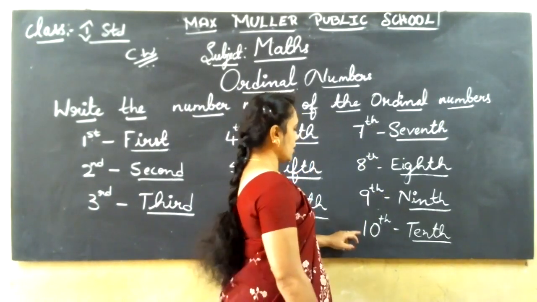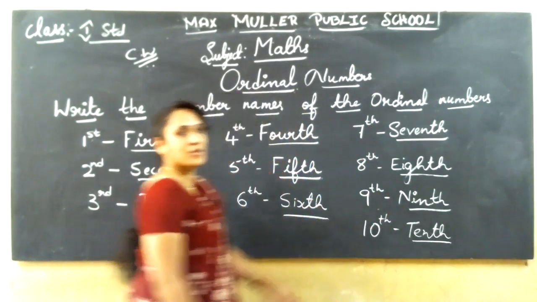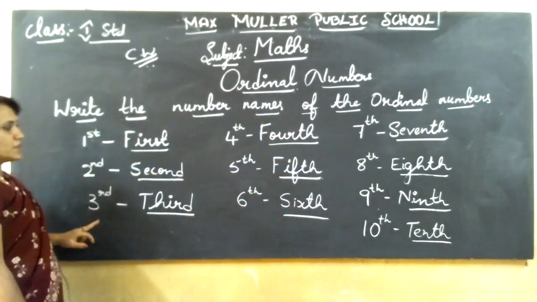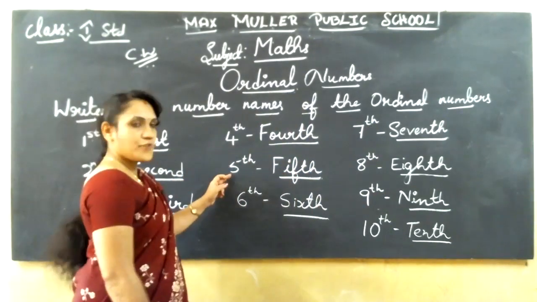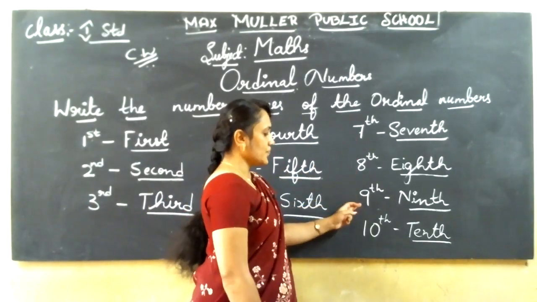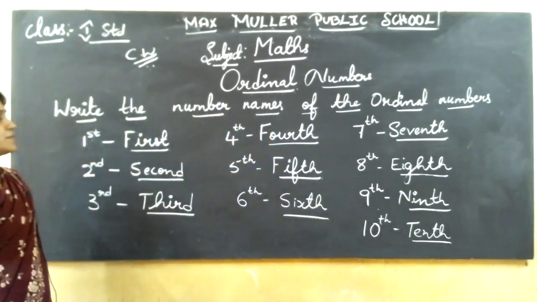Then it becomes 9th. So for 10 also add TH, then it becomes 10th. Okay. First, second, third, fourth, fifth, sixth, seventh, eighth, ninth, tenth. Okay, so these are the ordinal numbers.